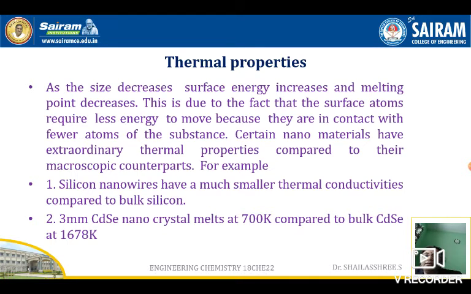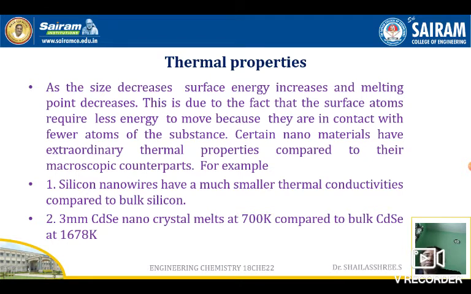Certain nanomaterials have extraordinary thermal properties compared to their microscopic counterparts. For example, silicon nanowires have much smaller thermal conductivities compared to bulk silicon. Silicon is good in conductance, but if you take a nanomaterial of silicon, it will not be that good a conductor.